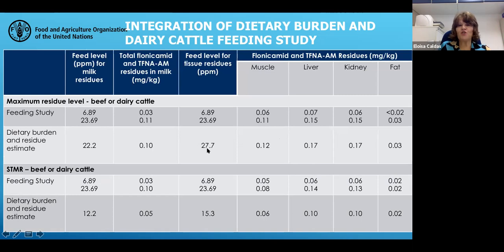And then the next step is just to put those things together. You have the feeding study, you have the dietary burden, so you just make a proportionality here. In these cases, for dietary, here you have the total flonicamid, which is for the residue definition. And here you have the maximum residue level, here the STMR estimation, and then you find the final residue at the dietary burden that you would use to estimate an STMR and an HR.